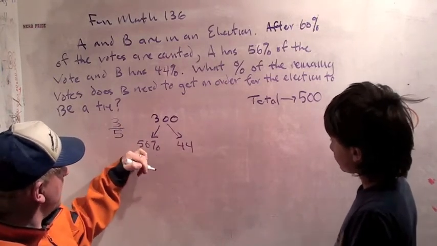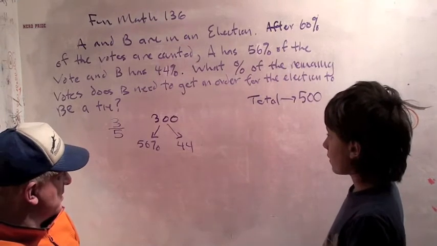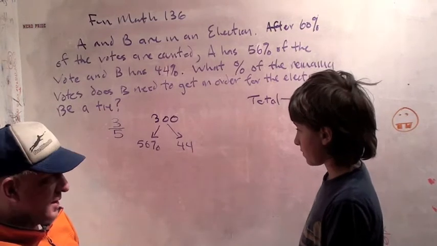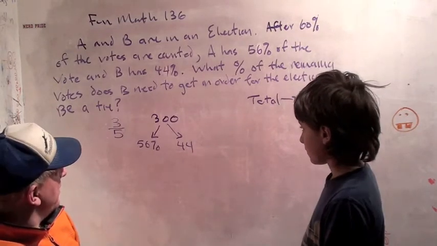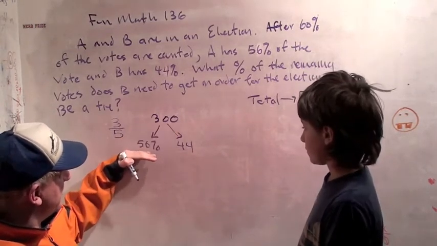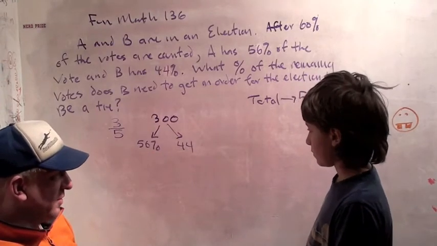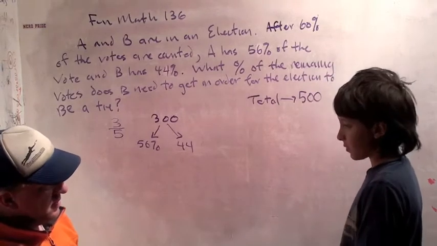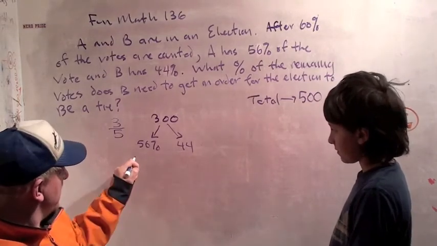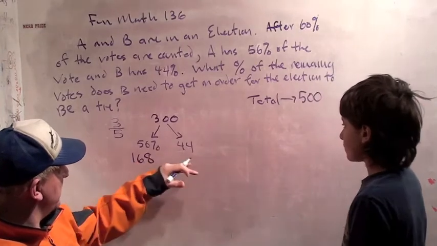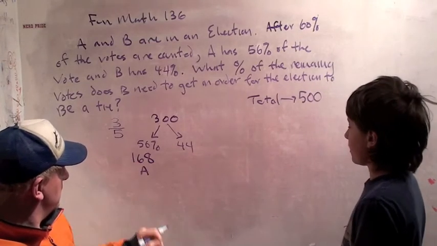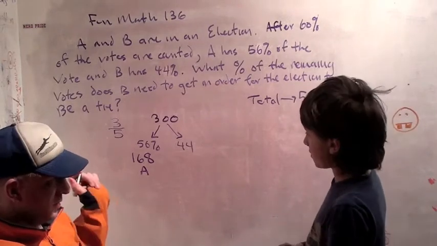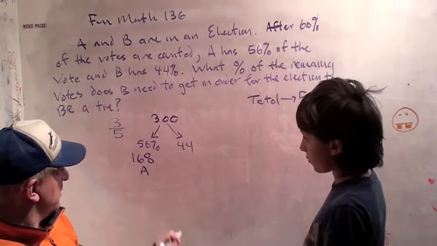How many votes does A have so far? Well, A has a little over half the votes. Yes, but I need to know exactly how many. If there's 300 votes counted and A has 56% of those 300 votes, how many votes does A have? It's 3 times 56, which is 168. How many votes does B have? 3 times 44, which is 132.